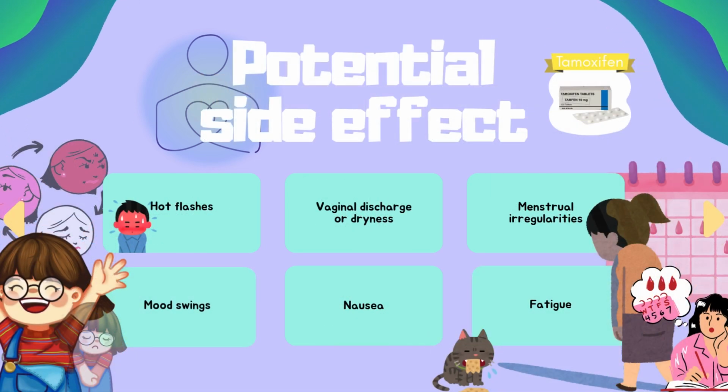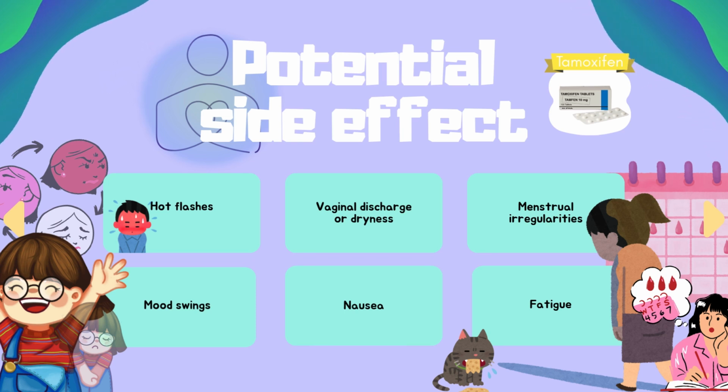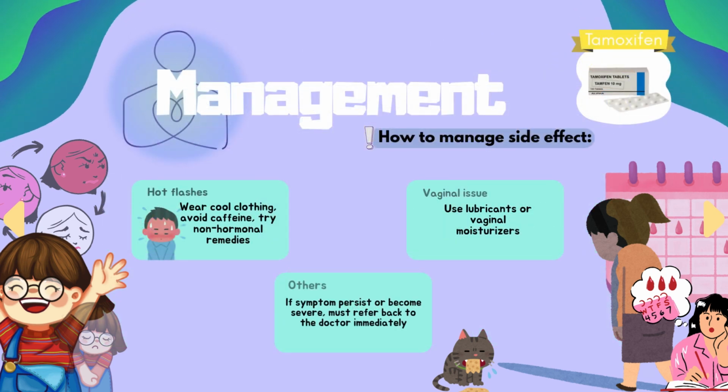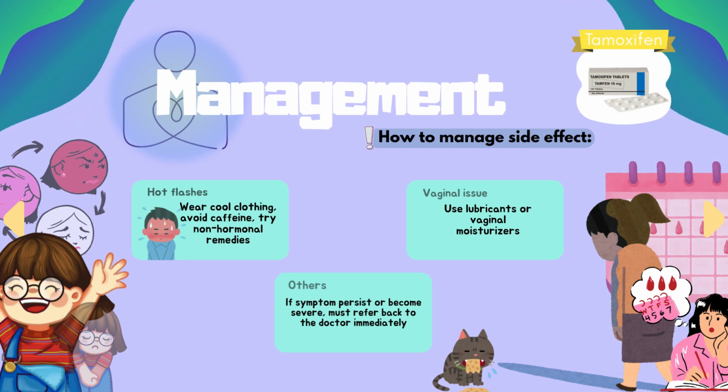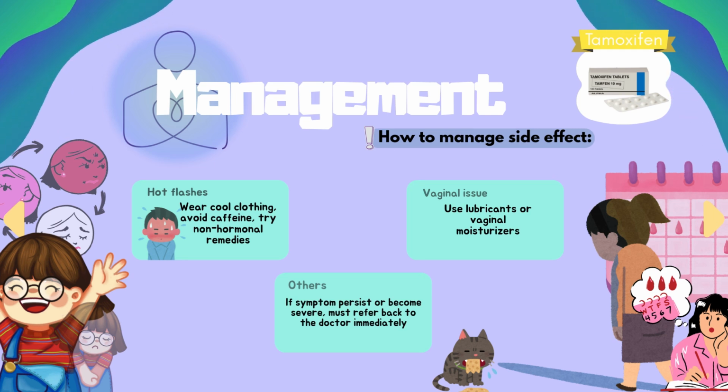For tamoxifen, you may experience hot flashes, vaginal discharge or dryness, menstrual irregularities, mood swings, nausea, and fatigue. To manage them, you can wear cool clothing, avoid caffeine, and try non-hormonal remedies for hot flashes. And for vaginal issues, use a lubricant or vaginal moisturizer. And for others, if symptoms persist or become severe, you must refer back to the doctor immediately.